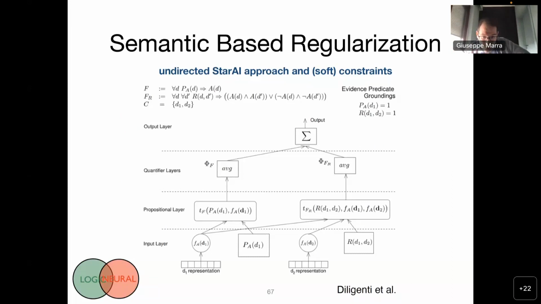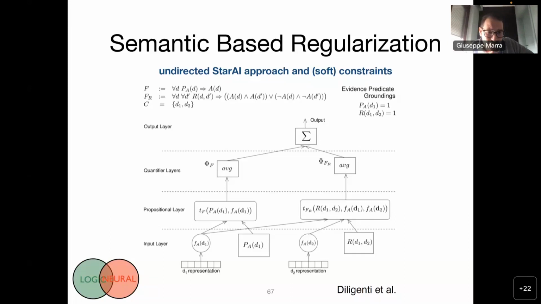So suppose that you have two rules, like the one that you see on the top of the image, F and FR. F is like an implication, which in semantic-based regularization is really seen as a supervision. The idea is that, okay, if there is some supervision predicate PA over the element D, so if you know from supervisions that A is true on D, then also your function A should be true on D as well. So this is really us providing supervision. If you know that something is true, then you really want to enforce that to be true.